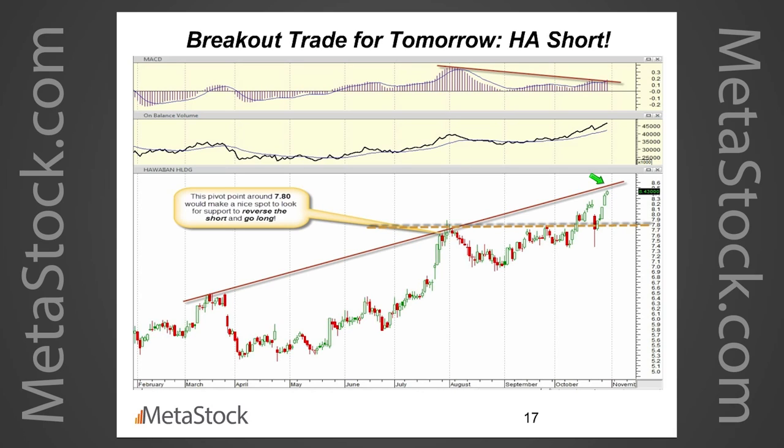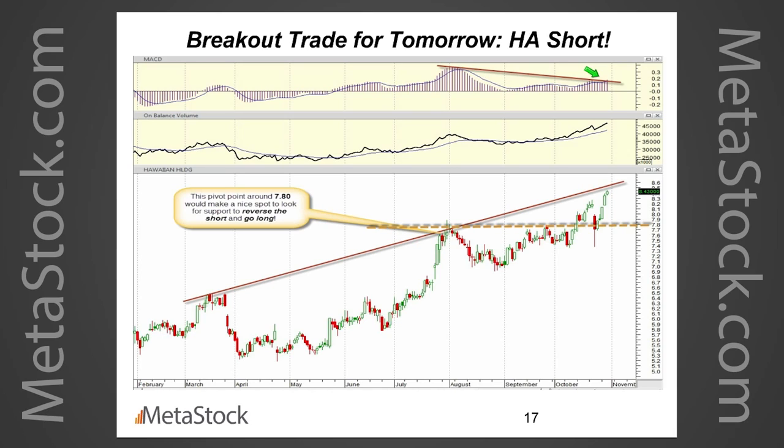line. And we also have the MACD, which is not confirming the breakout, but instead is giving us some bearish divergence. MACD is a lagging indicator, but what this is telling us is that the momentum has not yet caught up to the price. And when that happens, you often get a pullback in price.